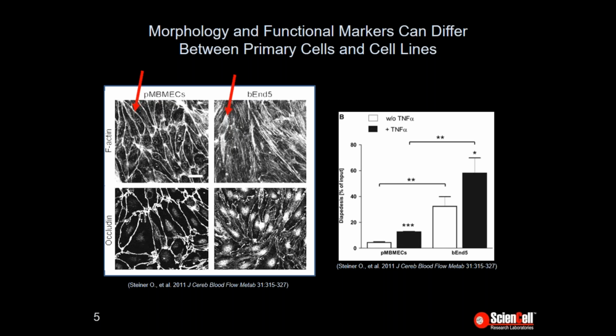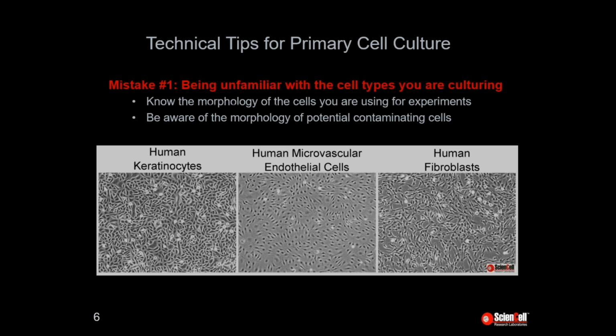Primary cells in general have many advantages over cell lines, but they do require extra care and maintenance. We know that primary cells can be very challenging to work with, particularly if you only worked with cell lines, which are generally very forgiving. Today, I would like to share some technical tips on how to handle primary cells so that you can get the most out of your primary cell cultures.